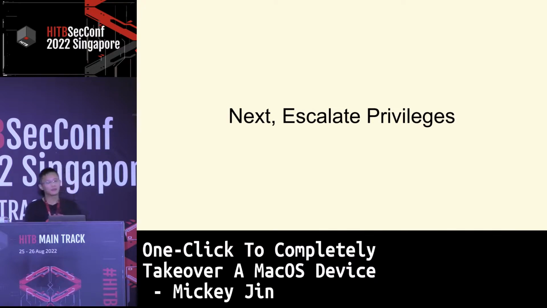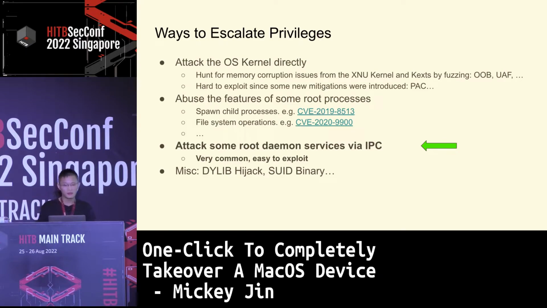Okay, now we can run arbitrary commands remotely on the target machine. Luckily, we don't have sandbox restrictions, but we need more permissions. So next, we will escalate our privileges. There are some known ways to escalate privileges. The first is to attack the system kernel directly. We can hunt for some memory corruption issues in the XNU kernel and the kernel extensions through fuzzing. But since some new mitigations were introduced, it's getting harder to exploit.